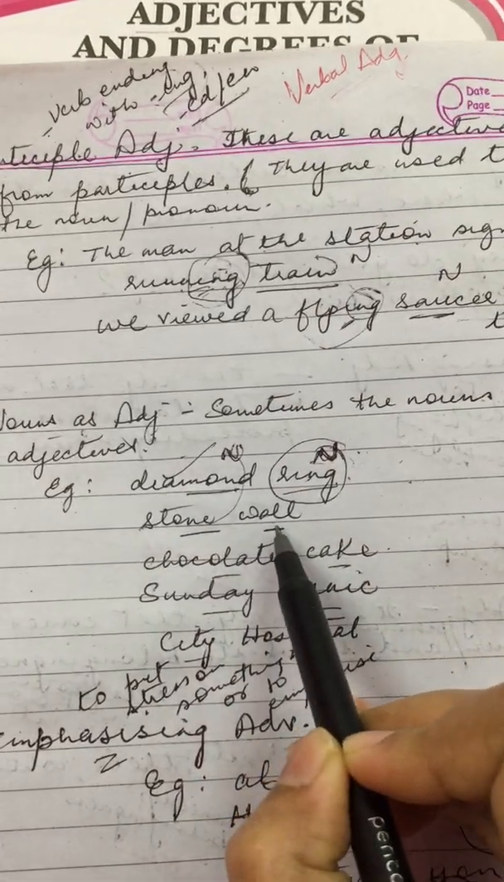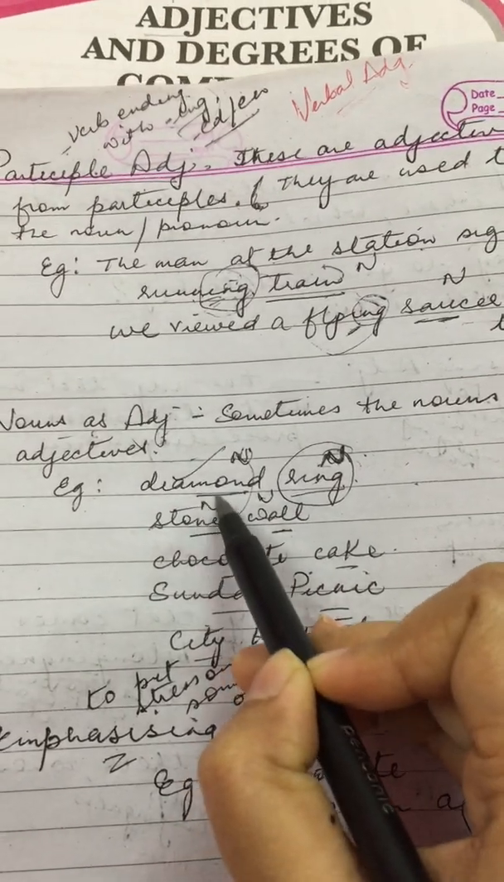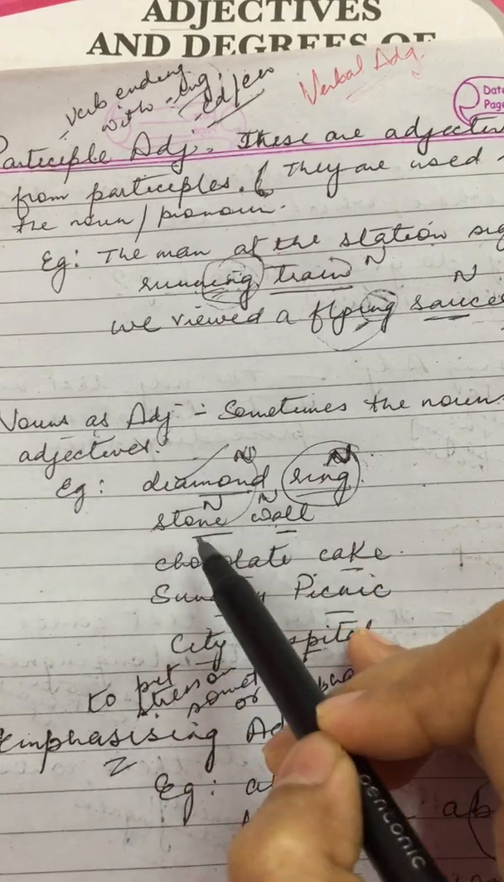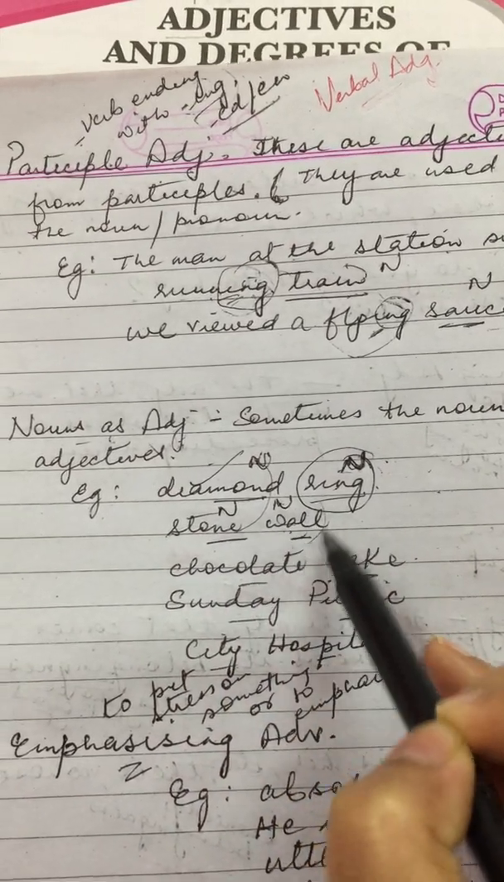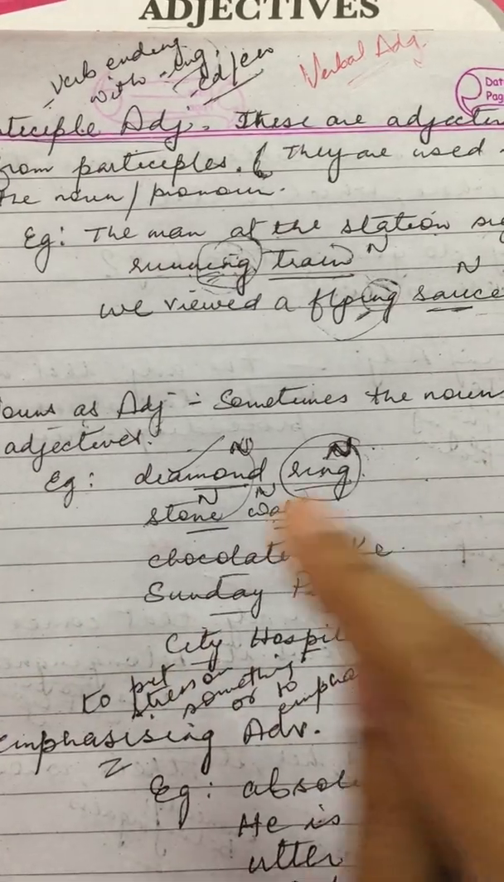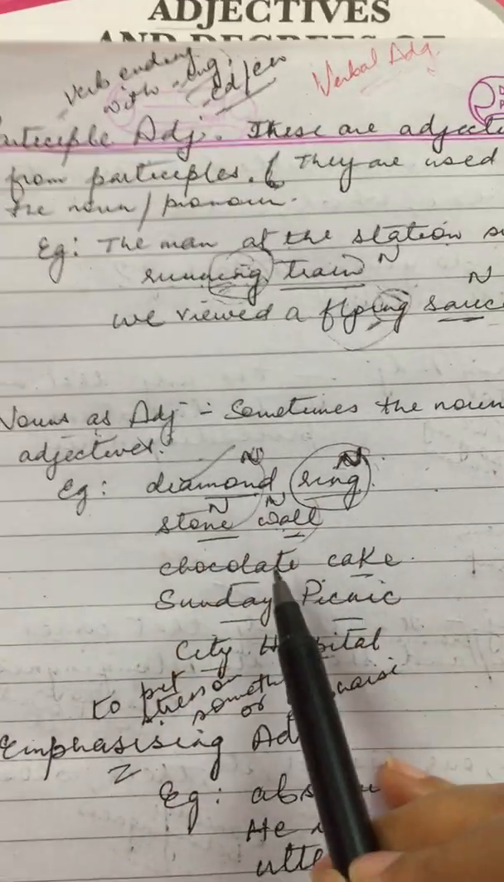Now stone wall. Wall is a noun and stone is also a noun. But stone is being used as an adjective because it is describing the wall. What type of wall was it? It was a stone wall. It was not made out of brick. It was made out of stone.